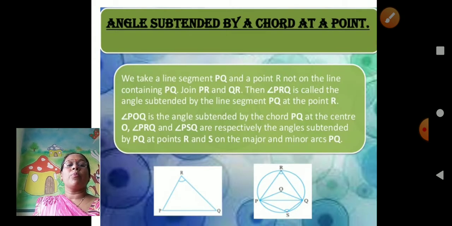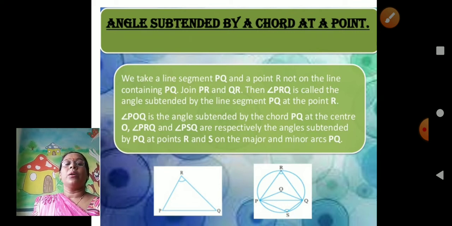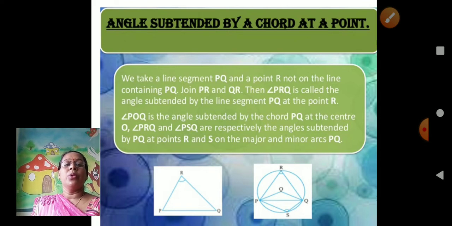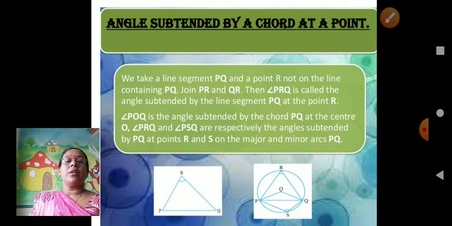Now the most important property of a circle, angle subtended by a chord at a point. Means if you consider any chord PQ and R is a point on the circle, then angle PRQ is called the angle subtended by arc PQ, chord PQ at the point R, and R is the point on the circle. And similarly PQ is the chord, O is the center, then angle POQ is called the angle subtended by chord PQ at the center of the circle.